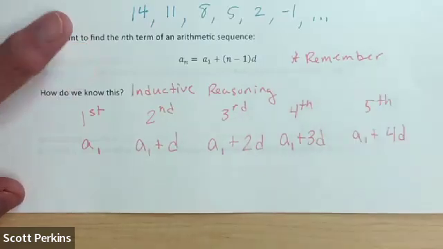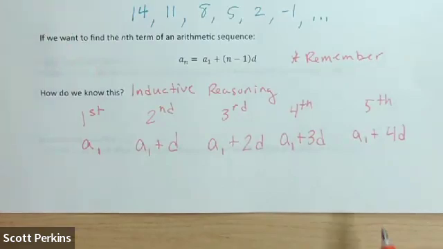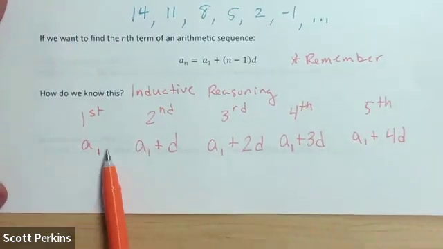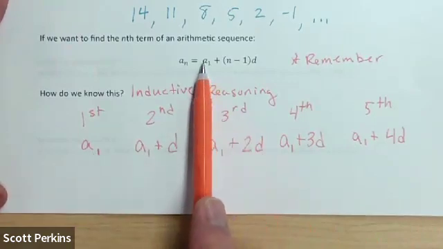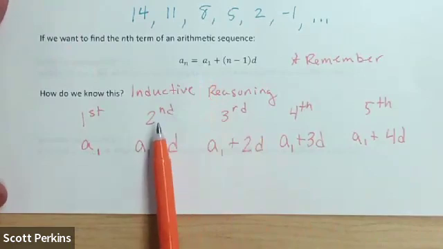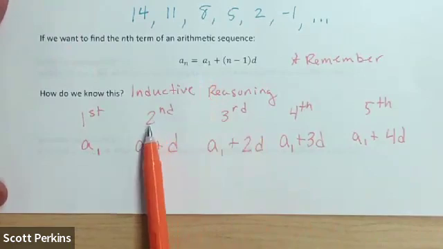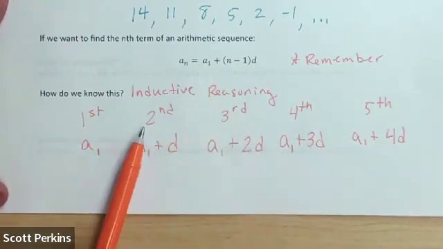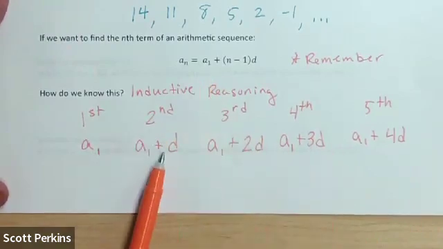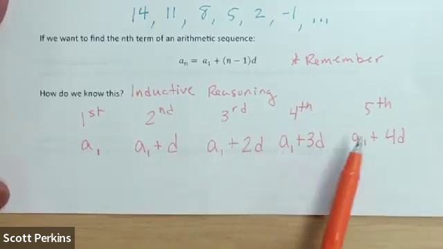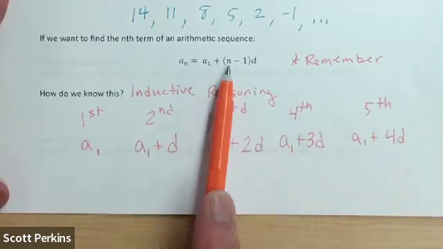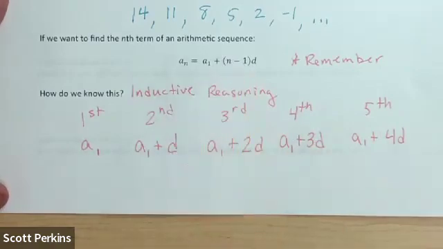And what you can see, and here's where the inductive reasoning comes in, is that every one of these terms has A1 in it. That's why our general formula has A1 in it. And then notice, for each term, the number of D's, the number of common differences, is one less than the term. So for the second term, there's 1D. For the third term, there's 2. For the fourth term, there's 3. It's always one less. And that's why up here, this is n minus 1. It's one less than the term that you care about.